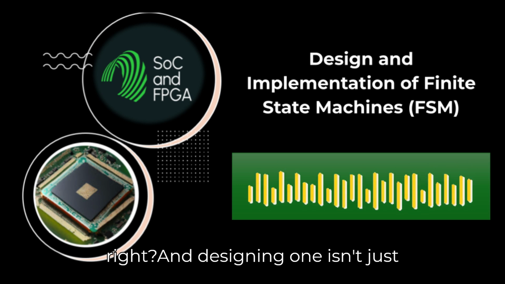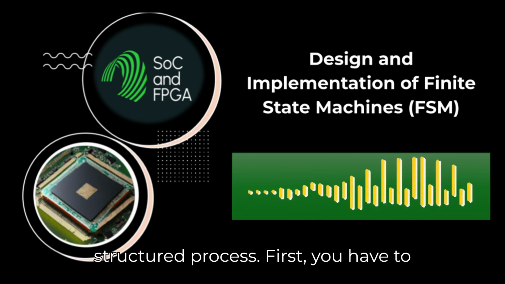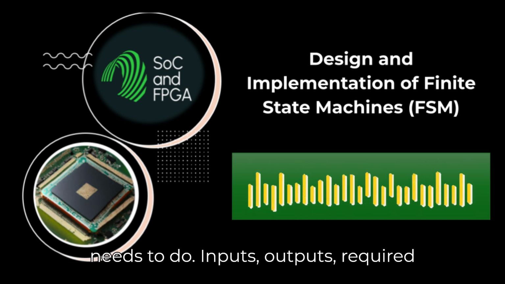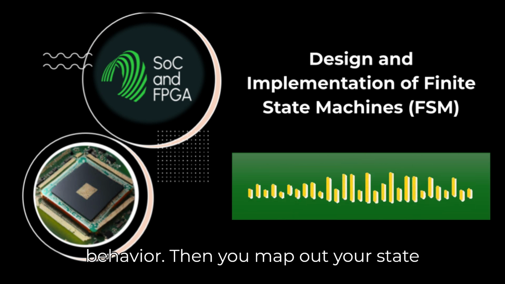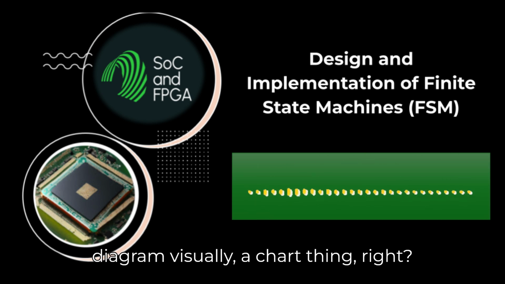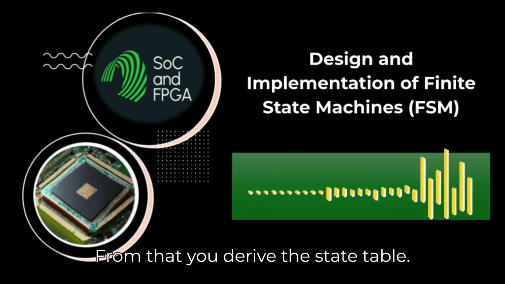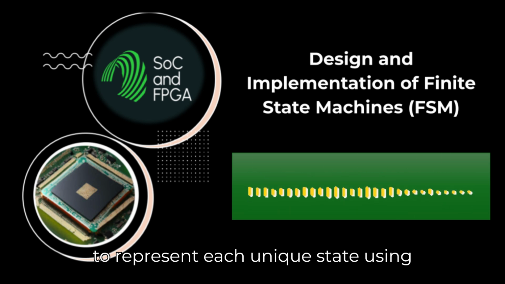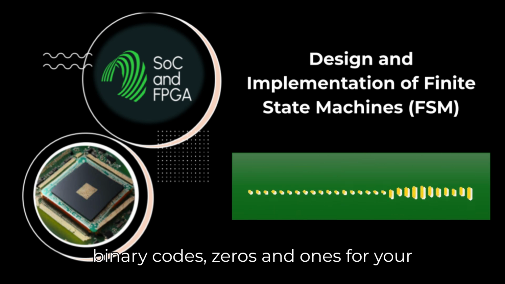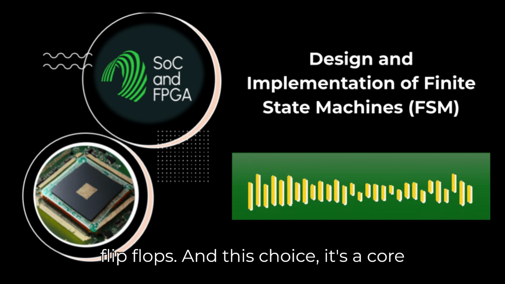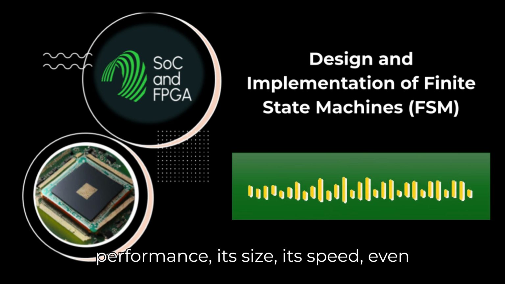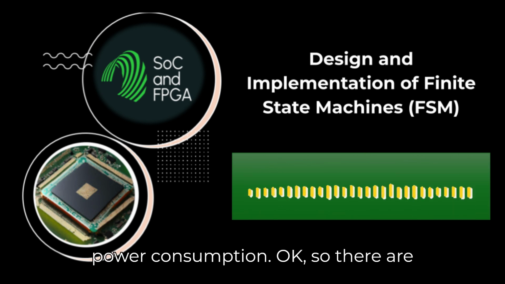Right. And designing one isn't just random, is it? Oh, no. It's a very structured process. First, you have to really understand and define what the FSM needs to do: inputs, outputs, required behavior. Then you map out your state diagram visually. From that, you derive the state table. Then comes a really critical decision, state assignment, or encoding. Encoding. What's that? That's where you decide how to represent each unique state using binary codes, zeros and ones, for your flip-flops. And this choice is a core engineering puzzle because how you encode the states directly impacts the circuit's performance, its size, its speed, even power consumption.